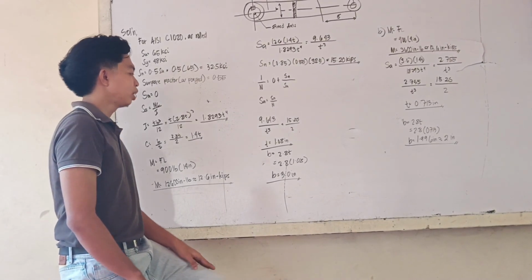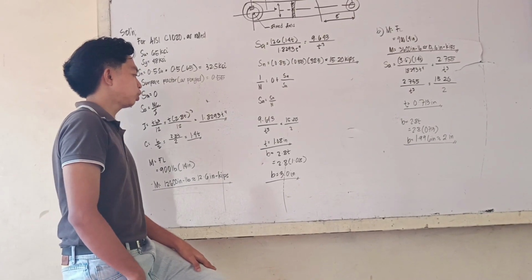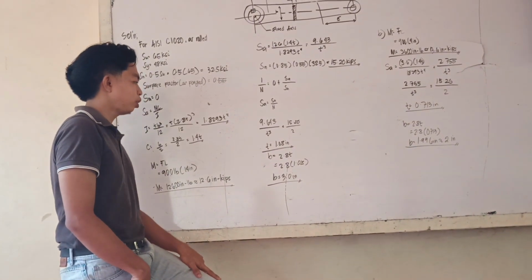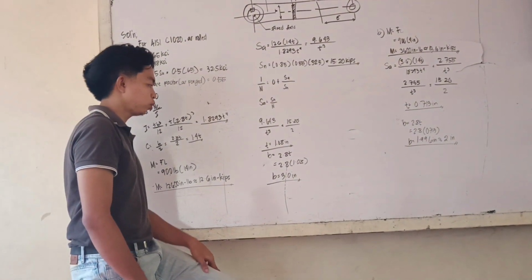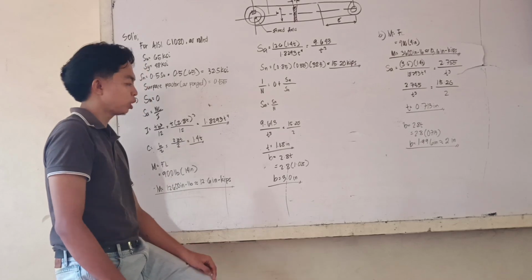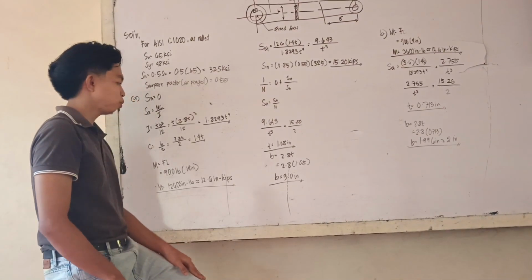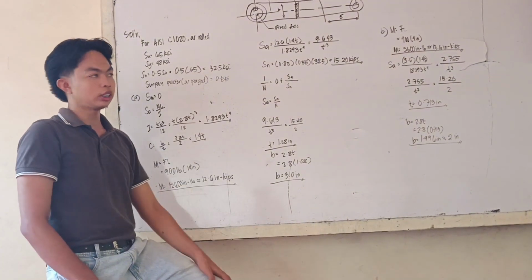So next is for the b. So b is equal to 2.8 times t, and since the value of t is 1.08, we need to input it to this formula. So 2.8 multiplied by 1.08, then it will become 3.0 inches.